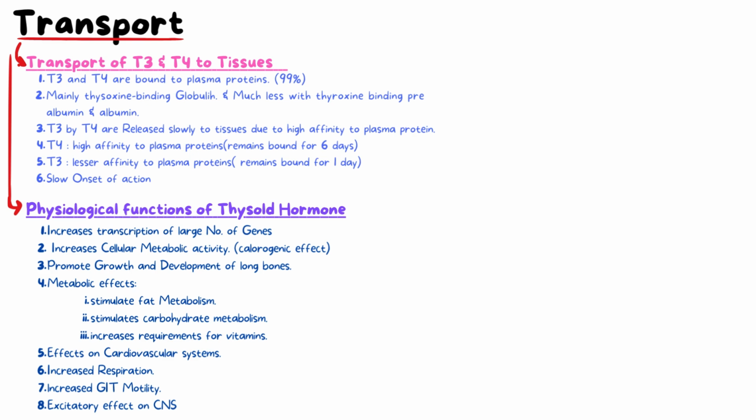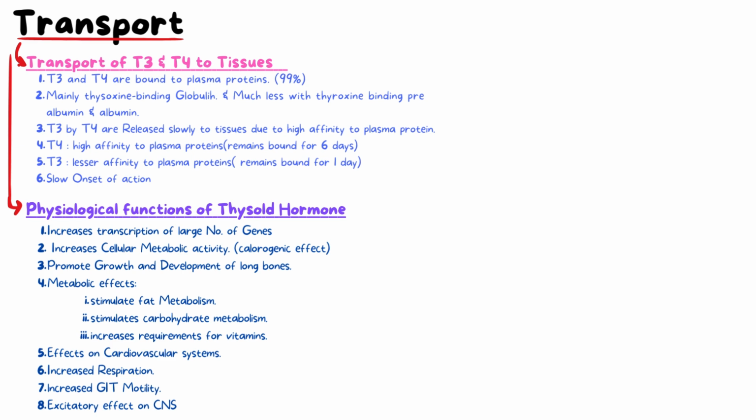The second metabolic effect is the stimulation of fat metabolism. Lipids are mobilized from the fat tissue or the adipose tissue, as a result decreasing the fat stores of the body. In other words, it causes increased lipolysis, thus increasing the free fatty acid concentration in the plasma.